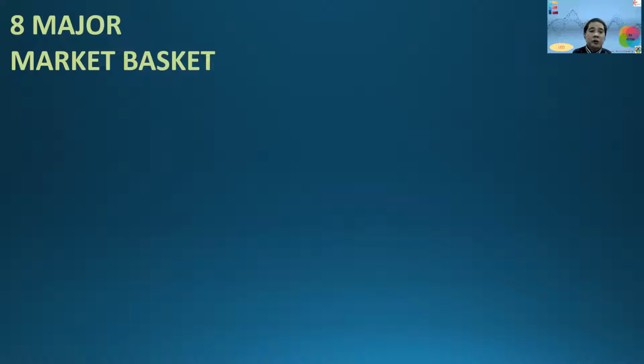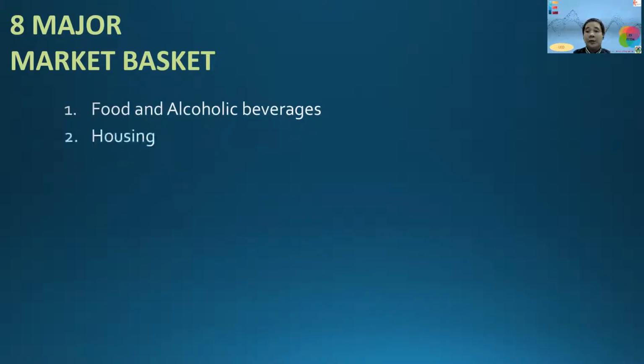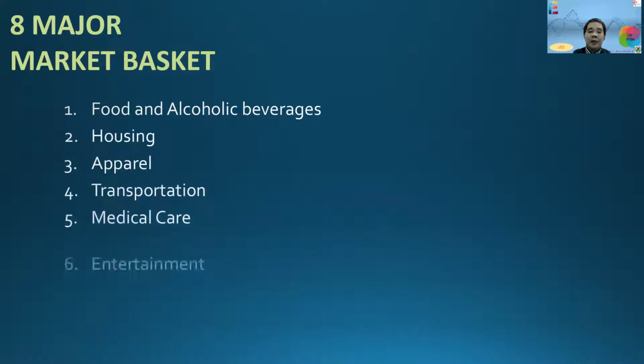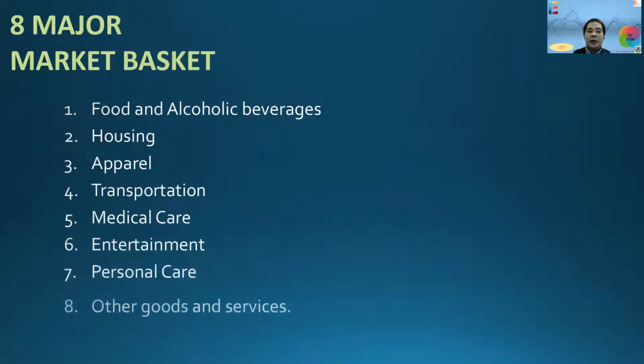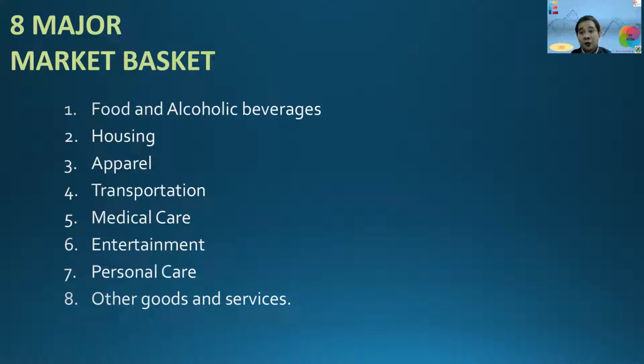So there are 8 major baskets when it comes to consumer goods. Number 1 is food and alcoholic beverage. Number 2 is housing. Number 3 is apparel. Number 4 is transportation, then medical care, entertainment, personal care, and other goods and services. So as you can see, it can be defined which is essential and non-essential.